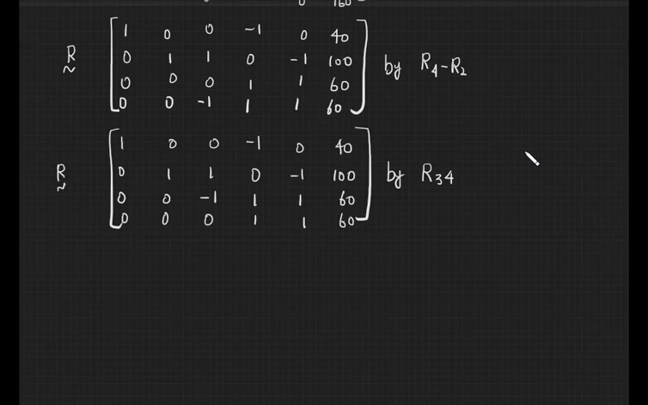Okay, now this one is the pivot element, right, and all other elements below that are 0. This is the pivot element. All other elements below that are 0. Okay, we can make it more simple by converting this minus 1 to plus 1.